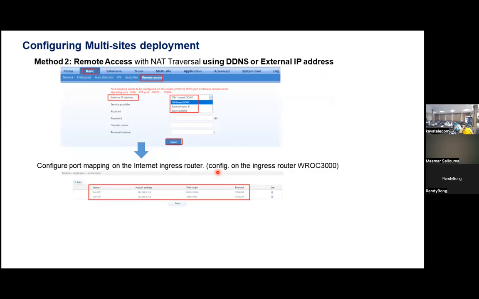Another way is remote access using a DNS or external IP address. If you don't want to use the P2P service that we offer, you can also use this one. But you need to be very careful: you need to configure the port mapping on your router as well.